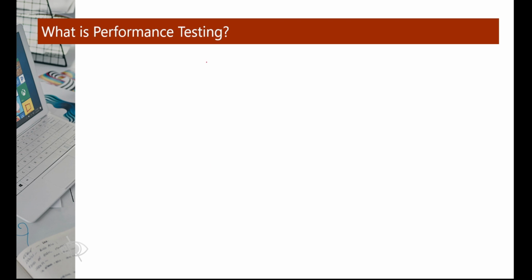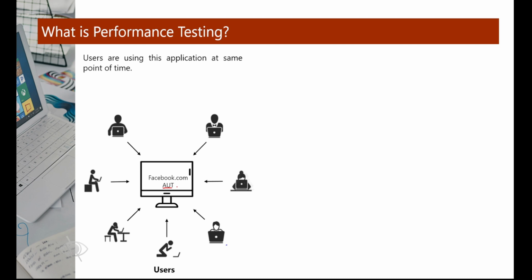What is performance testing? Let's take an example to understand it. Imagine Facebook.com is your application under test. AUT is nothing but application under test, the abbreviation for application under test is AUT. These are the users. There are a lot of users, multiple users, using this application at the same point of time. They are trying to access facebook.com at the same point of time.